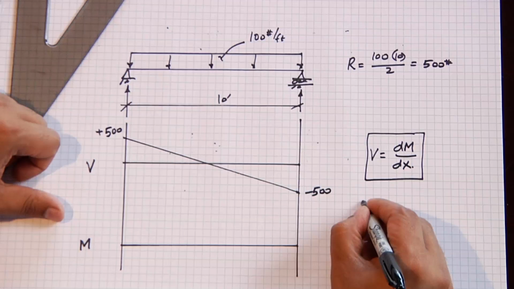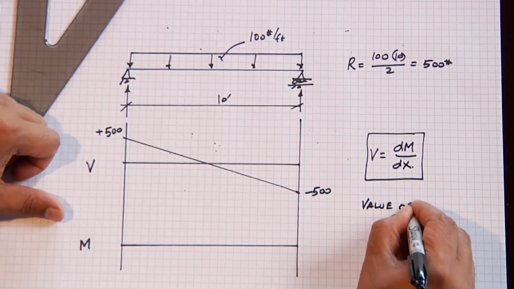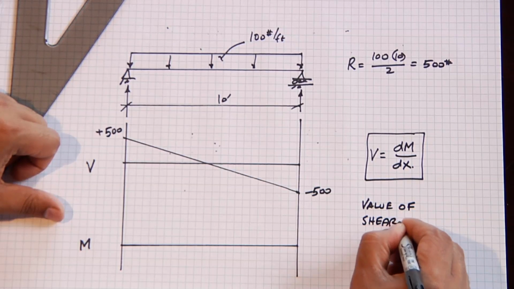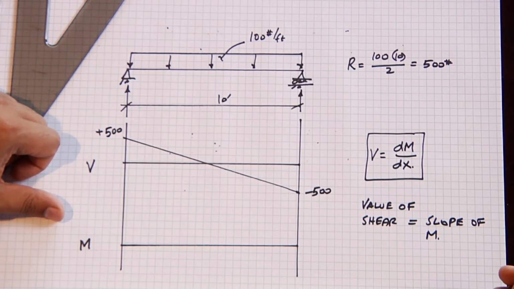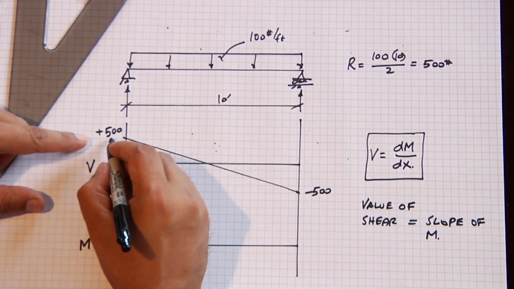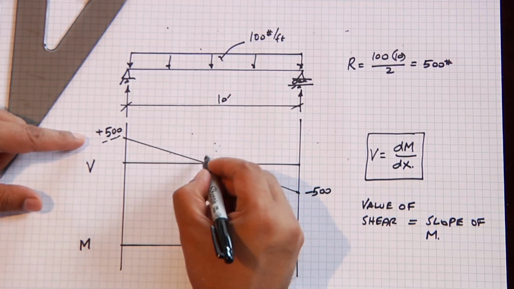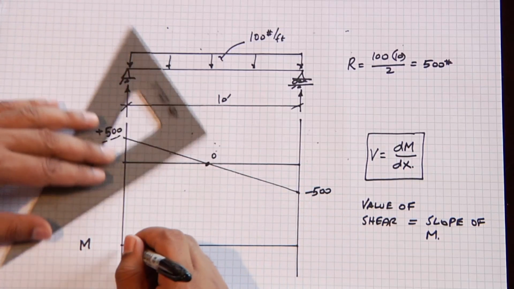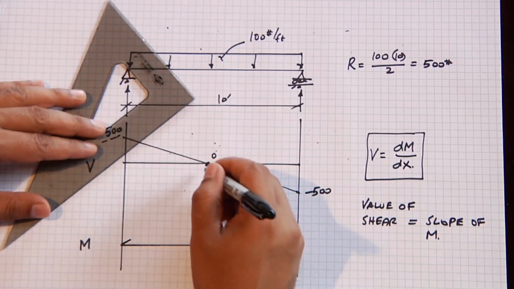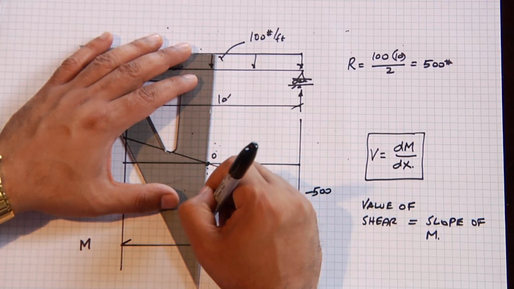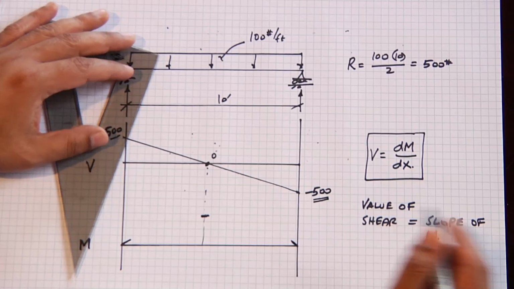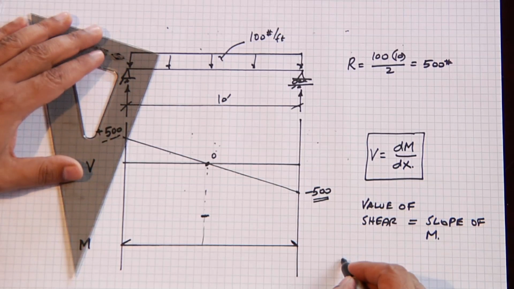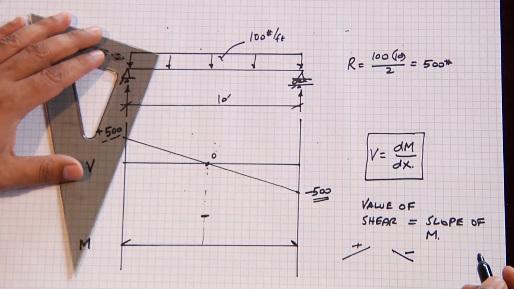The value of the shear is equal to the slope of the moment diagram. So this value plus 500 and this value is 0 tells us that the slope of our moment diagram here is very steep and the slope of our moment diagram at the center is 0. Here our value of shear is negative, which tells me that the slope of my moment diagram is negative. This is a positive slope, this is a negative slope. A 0 slope is flat.